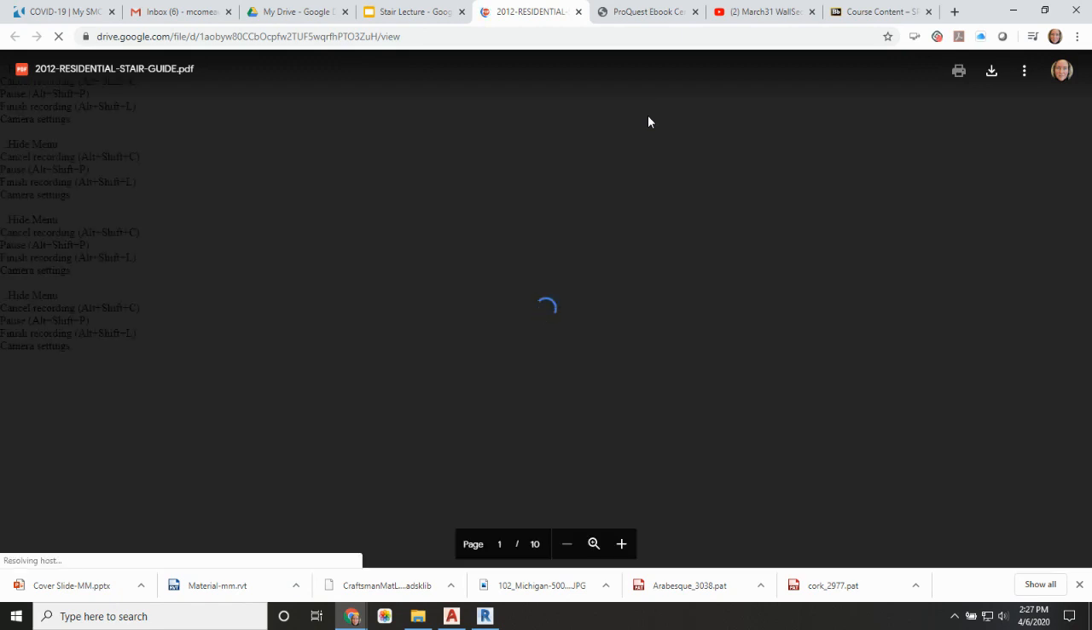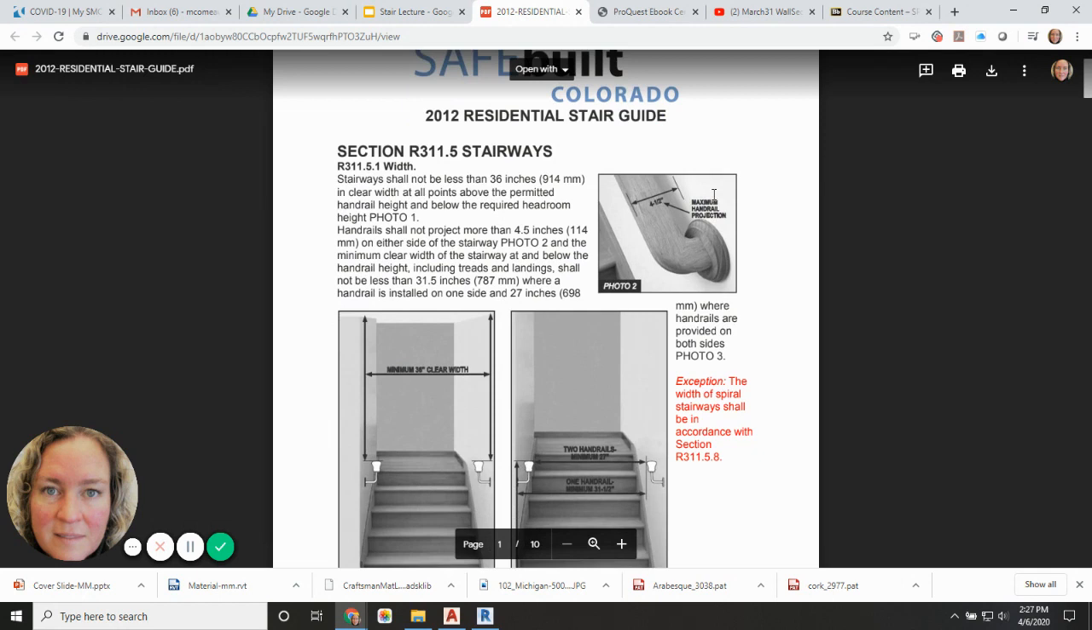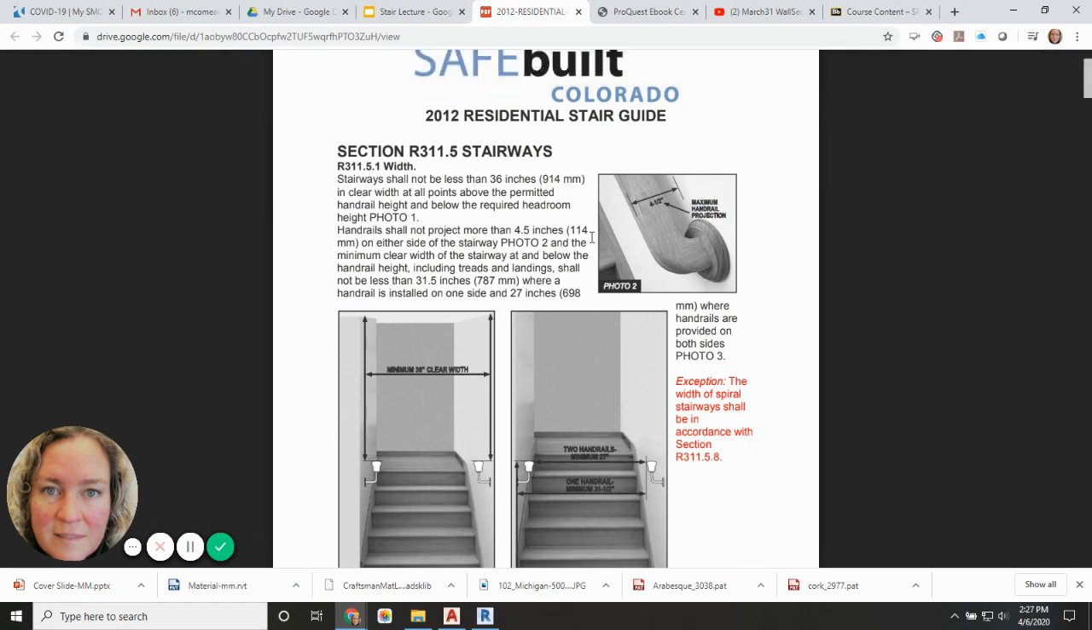And this is a linked PDF file that we have that has visuals on what all those stair codes are. And this comes from actual International Residential Code requirements. So this is the legitimate code requirements for a set of stairs.